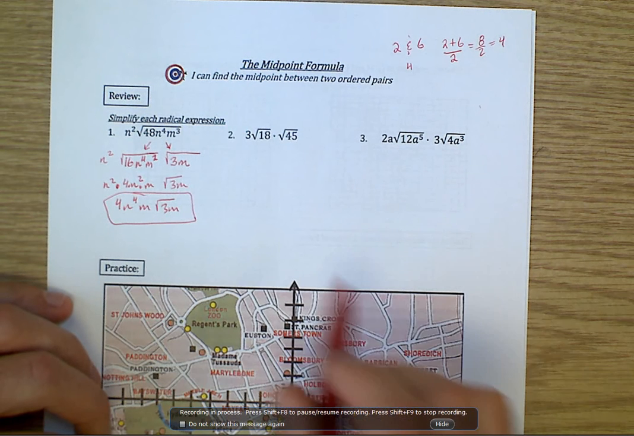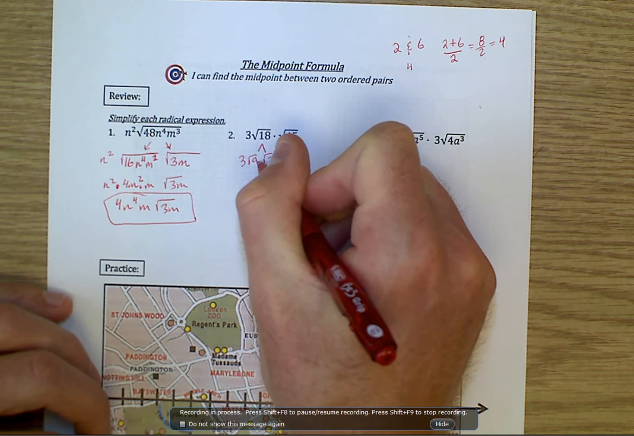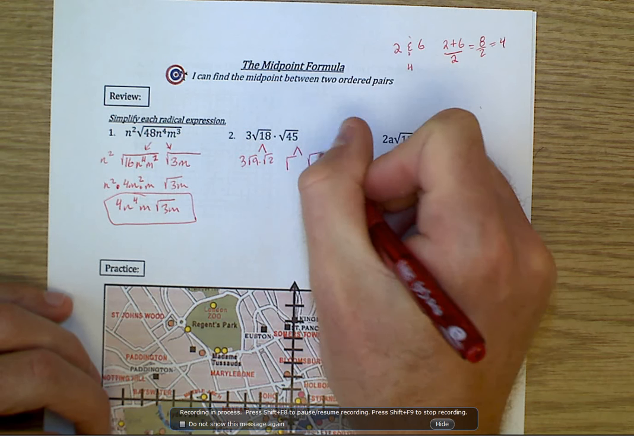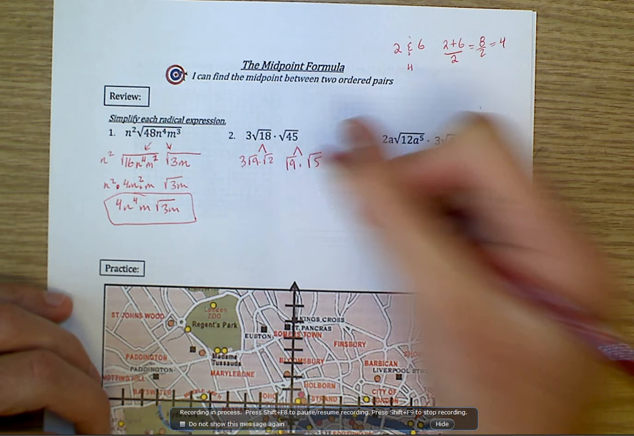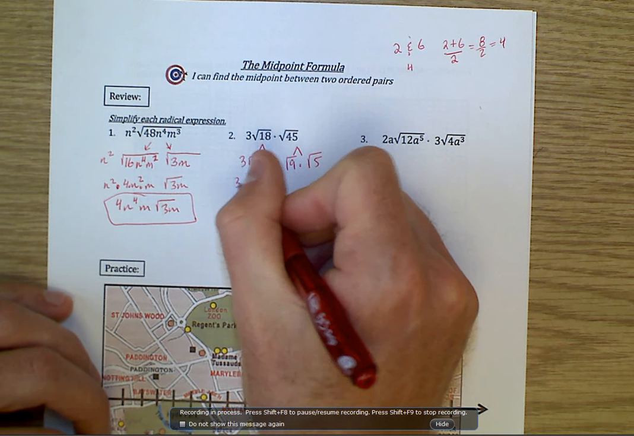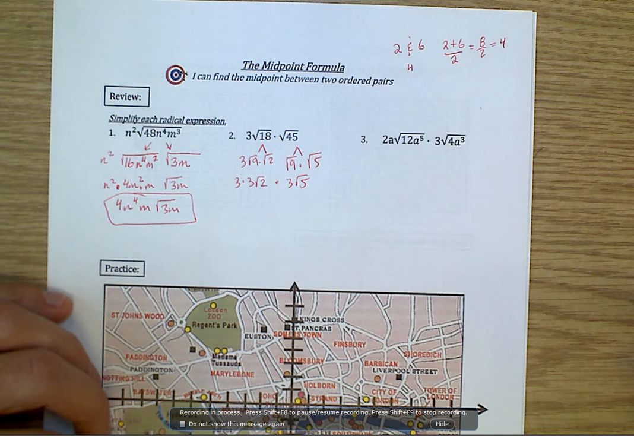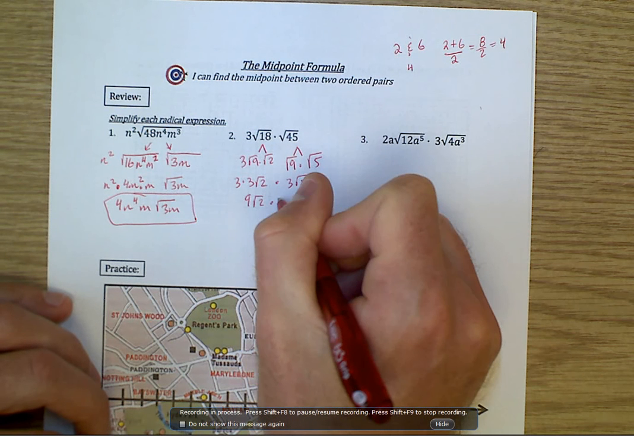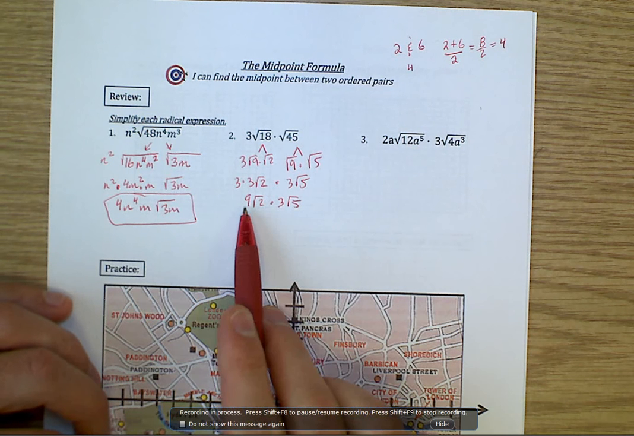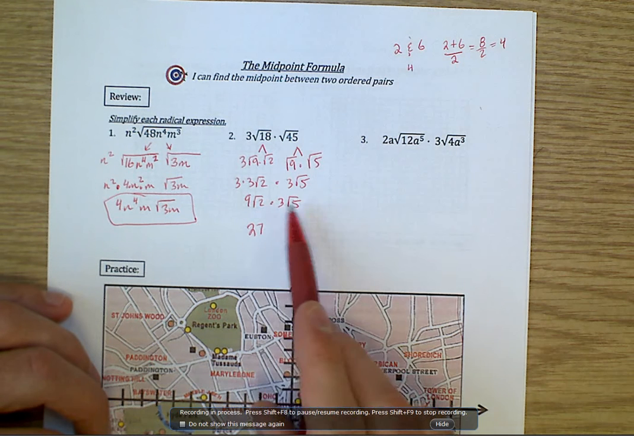Okay? Number 2, you can break these down separately. So I know that 18 breaks down into 9 and 2. I know 45 breaks down into 9 and 5. Right? 9 times 2, 18. 9 times 5, 45. What's the square root of 9? It's 3. So 3 times 3 square root of 2 times 3 radical 5. I'm going to have 9 radical 2 times 3 radical 5. And then I take the numbers outside. So 9 times 3 is 27. And the square root of 2 times the square root of 5 is the square root of 10.